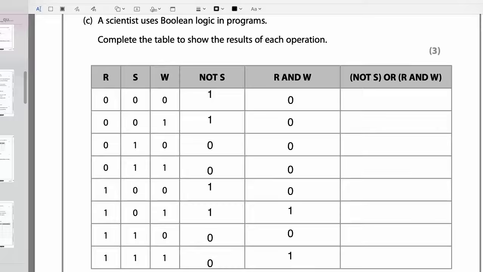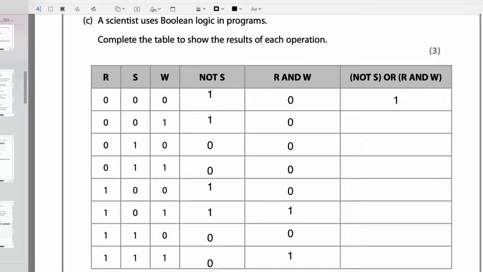So the next one is a little bit more complicated, so we need not S to be a 1, or R and W to be a 1, so that's either. So as long as not S is a 1, or R and W is a 1, then not S or R and W will also be a 1. See, for the first one there, not S is a 1, so not S or R and W can be 1, even though R and W is 0.